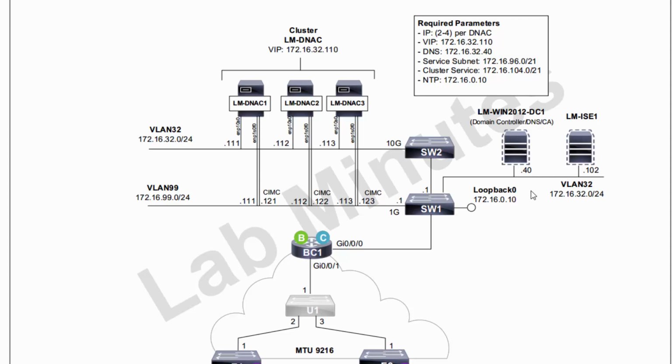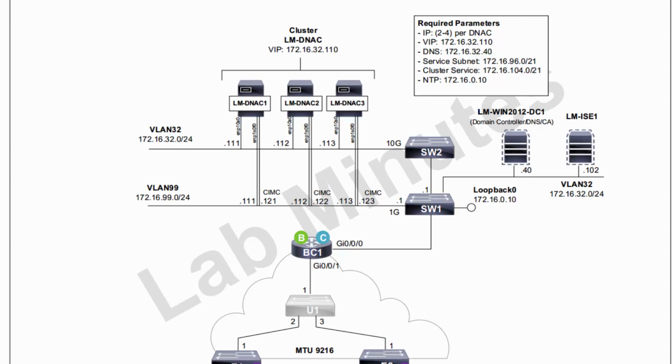On the same VLAN 32, we have other servers running on that subnet, and these are our Windows 2012 domain controller, DNS, and certificate authority that we'll use in a future lab, at the IP of 32.40. And just FYI, although it doesn't really matter right now, we have an iServer running on that same VLAN at the IP of 32.102. And the switch 1 loopback 0 is 172.16.0.10. And like I said, that will be our primary switch, obviously outside of the fabric.